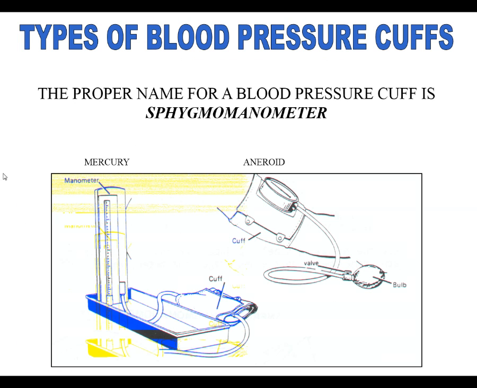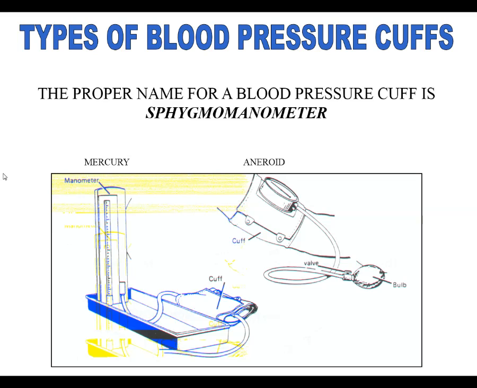Types of blood pressure cuffs. So there's the manual one that you guys are used to seeing. We no longer really have mercury thermometers in most facilities. We have tried to do away with those as much as possible. But we have the aneroid ones. Sometimes when you go to the doctor's office, there's the aneroid.